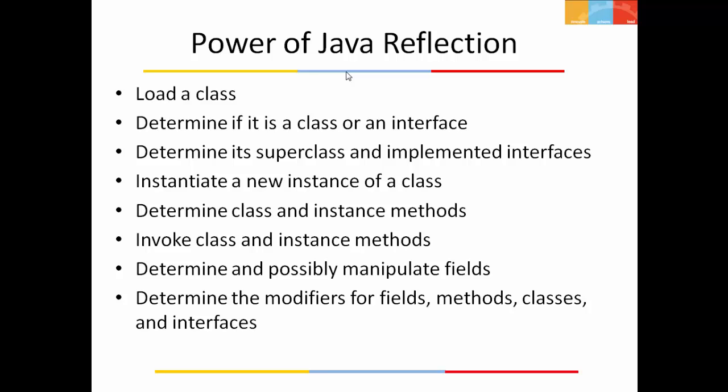It can determine whether it is a class or an interface. It can determine for a given class what its superclass is, and what are the interfaces that this particular class implements. It can instantiate a new instance of a class. It can determine the instance methods. It can invoke different class and instance methods. It can manipulate fields. It can determine different modifiers for the fields, methods, classes, and interfaces.